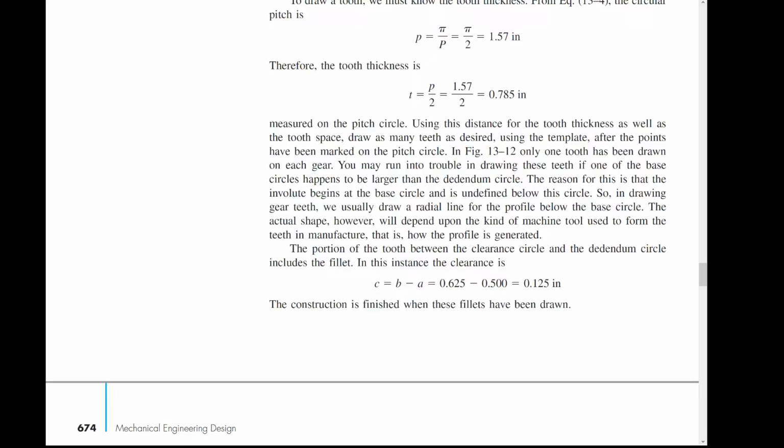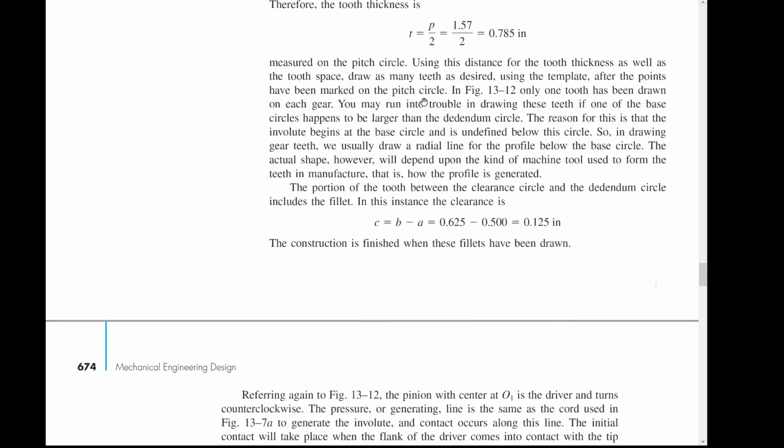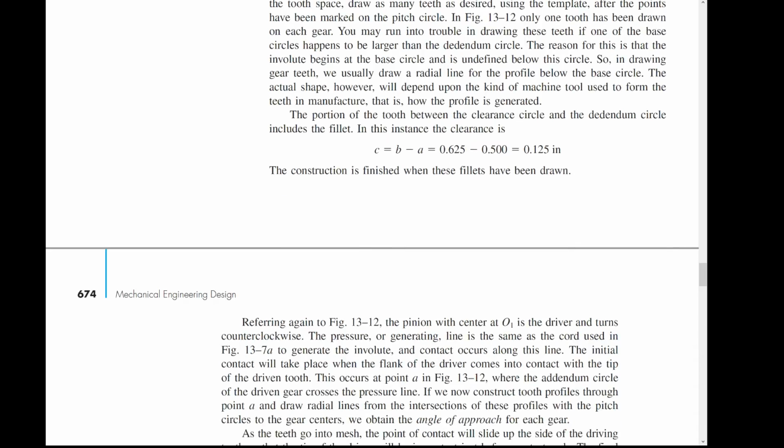In this instance, the clearance is C equals B minus A, equals 0.625 minus 0.5, which is 0.125 inches. The construction is finished when the fillets have been drawn.